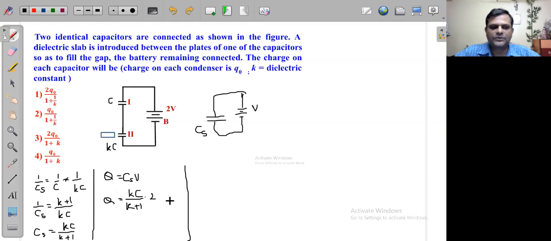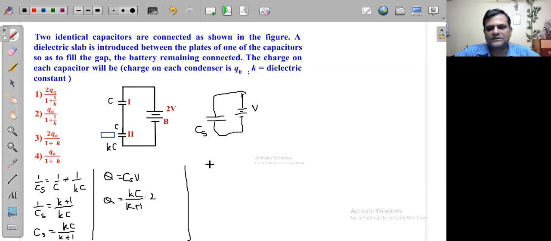ये final expression तो हमको मिल चुका है, but we want to express it in terms of Q naught. So how will you relate it with Q naught is, तो देखो अभी अगर suppose initial condition जो है वो अगर consider करो तो उस समय फर्स्ट वाले कैपेसिटर का कैपेसिटी तो C ही था, लेकिन सेकेंड वाले कैपेसिटर का कैपेसिटी भी C था, जिसकी वजह से जो इफेक्टिव कैपेसिटी जो है तो वो पहले C/2 था. ये समझ सकते हो आराम से.